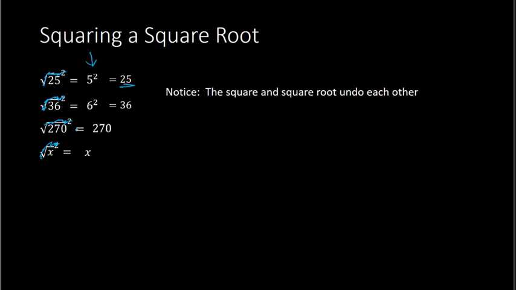Now, what if I had something more complicated, like 2x minus 3, take the square root of that, and then square that? Well, again, the square and the square root undo each other, so that'll cancel each other out, and I'm left with 2x minus 3 as my answer. Now, this concept will help us as we solve radical equations.